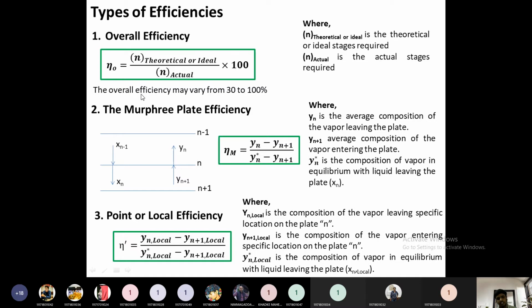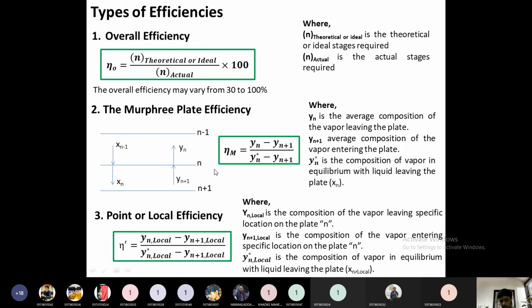To calculate the efficiencies, first we need to find the compositions, the vapor compositions around the single plate for which they are asking to calculate the efficiency. Then using these compositions only, we can estimate it. Many times my friends working in industries ask how to calculate the efficiencies. You have to remember how to calculate this efficiency.